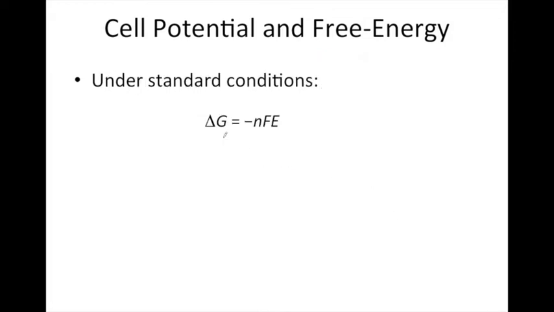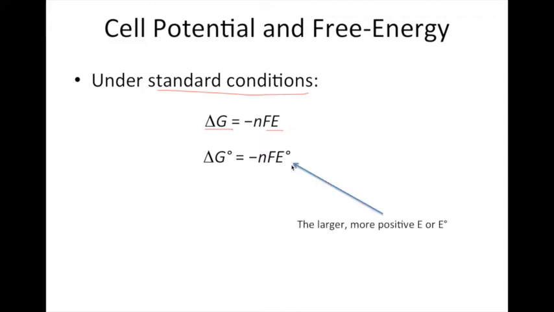So we saw the relationship between free energy delta G and the cell potential E. If we set up a galvanic cell, a redox reaction, under standard conditions, then our equation just becomes delta G standard is equal to negative n times Faraday's constant times the standard cell potential. And there's a relationship that we want to look at.